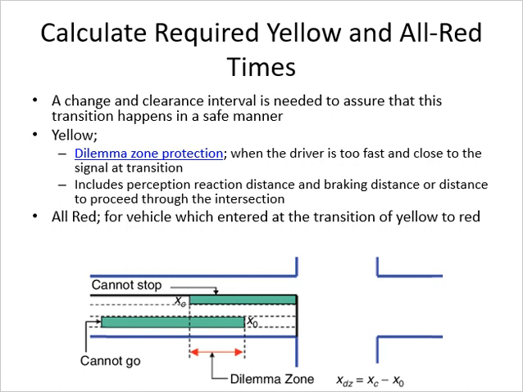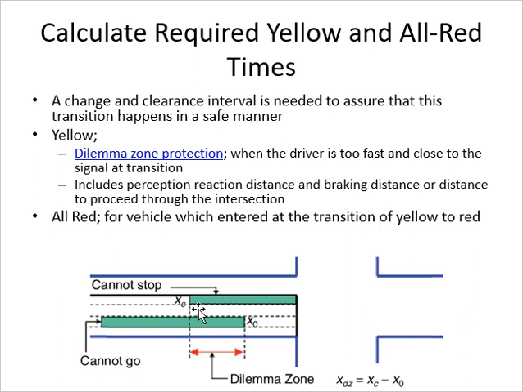Okay, a dilemma zone is something between them, and you can see it over here. If I'm here, I'm too close, I'll always go. If I'm here, I'm too far, so I'll always stop. But there is an overlap between them, and this is what we call the dilemma zone. So normally they put some sensors here. We call them the loop detectors.